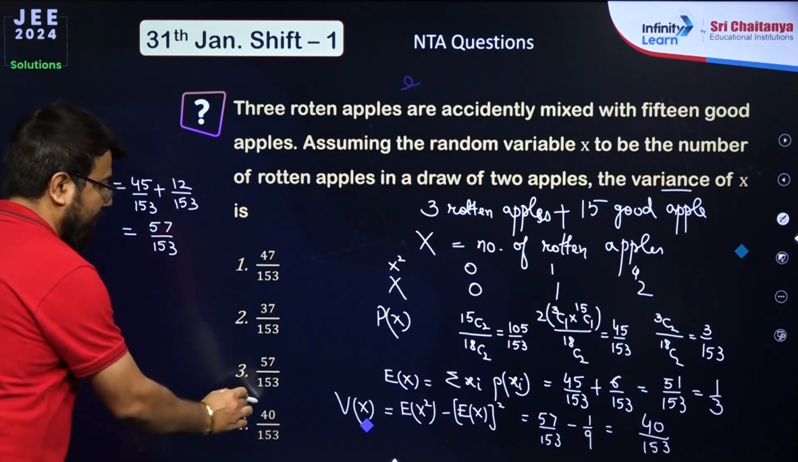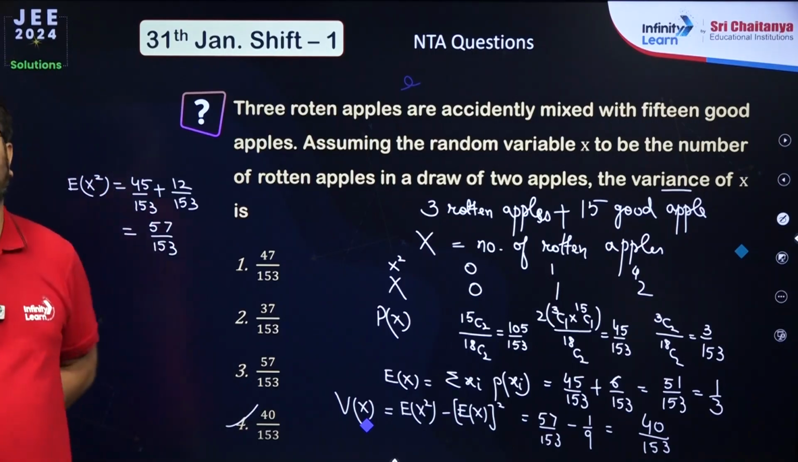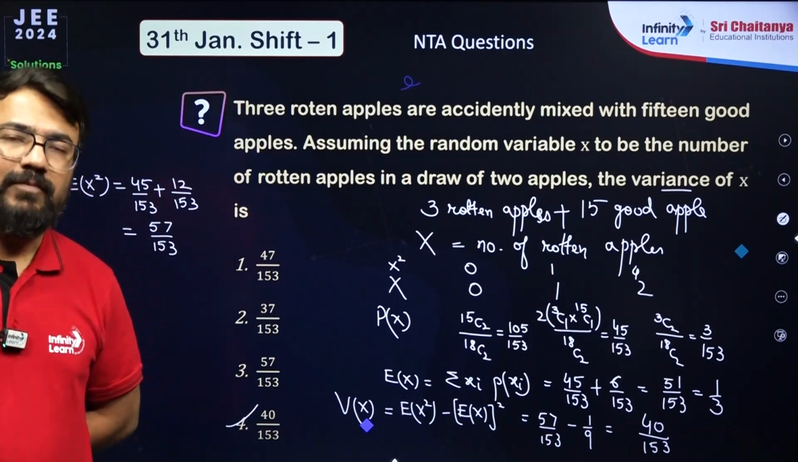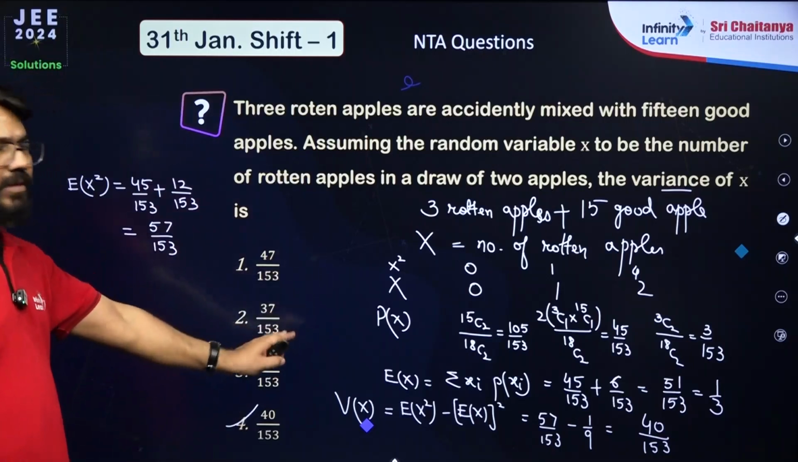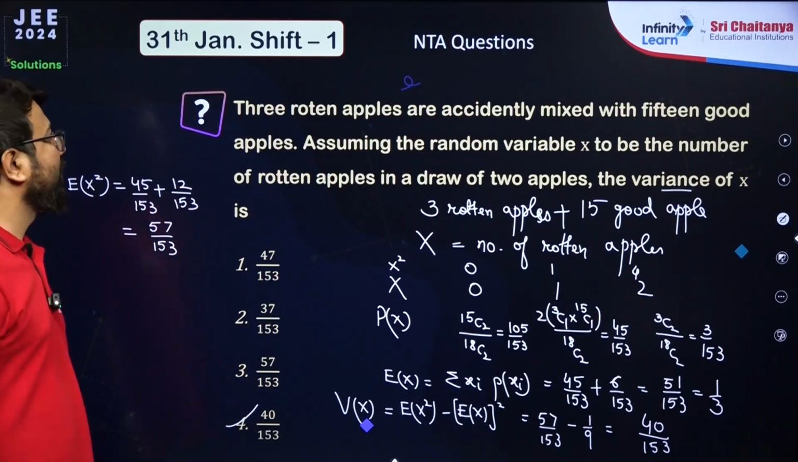40 over 153 is given to us in the last option. That is why 40 over 153 will be the final answer. I hope you understood the complete method of doing this question. Moving ahead to the next one.